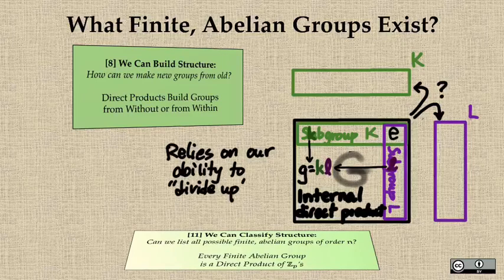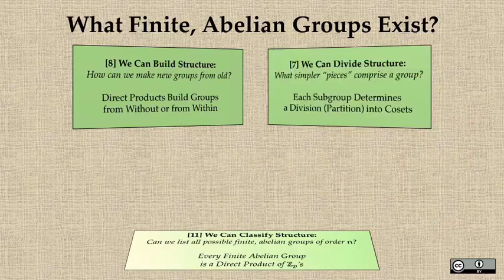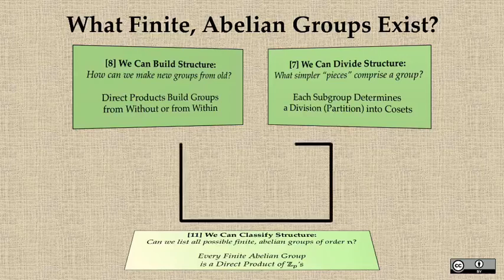But our ability to do that relies on our ability to divide up groups in general. If you hand me a group of 120 elements, can I split it up into 10 columns and 12 rows, or 5 columns and 24 rows, or 60 columns and 2 rows? What are the different ways to do that? How can I divide up a group? And that's topic number 7. How do we divide structure? If you give me a group, how can I find out what simpler pieces might fit together to give me that larger group?